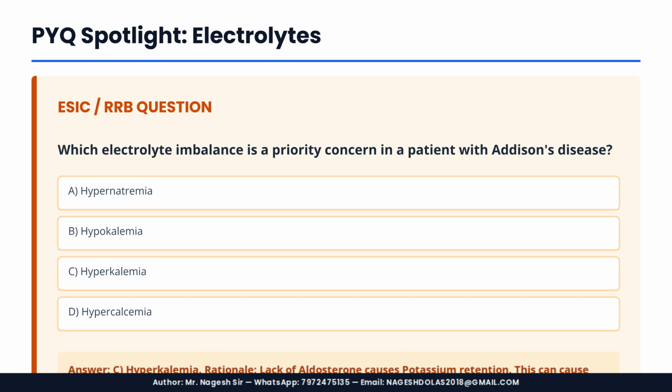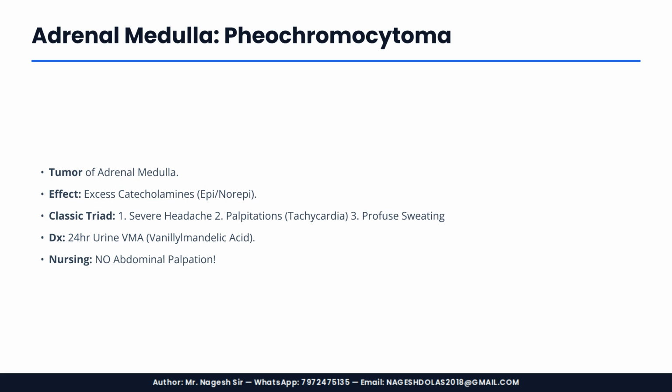Which electrolyte imbalance is a priority concern in a patient with Addison's disease? Due to the lack of aldosterone, potassium is retained, making C, hyperkalemia, the priority concern.